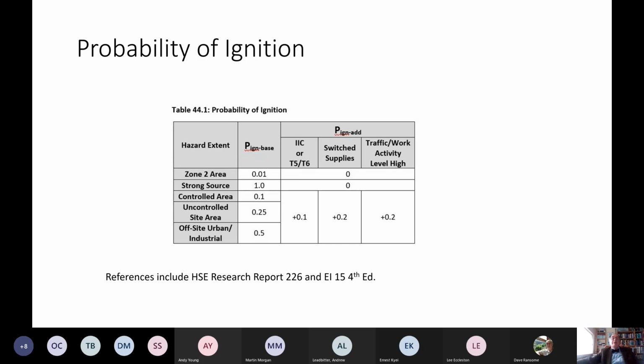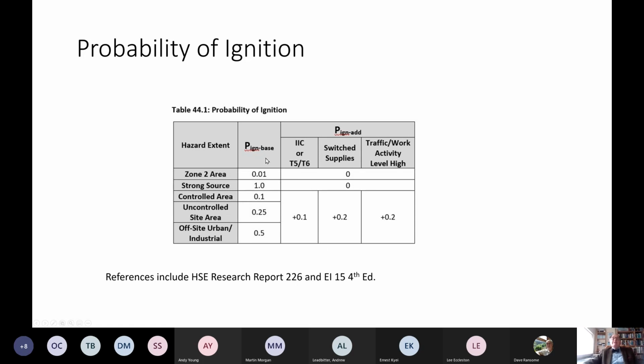But we need to assign some sensible looking figure to the probability of ignition. So this is my proposal, which has been informed by, in particular, not exclusively these, but there's this HSE research report and the Energy Institute Guide for Hazardous Area Classification, EI15.